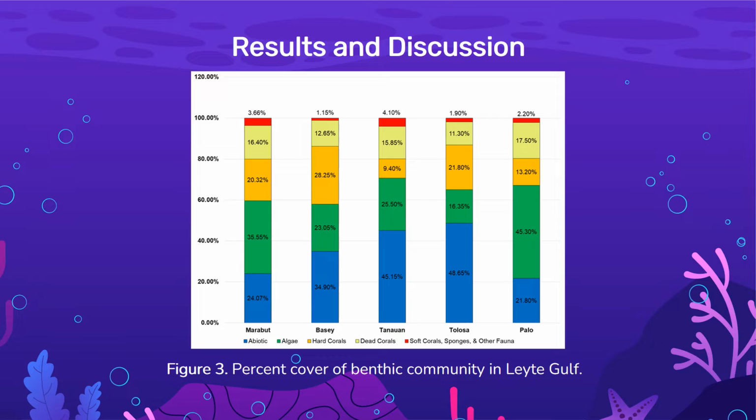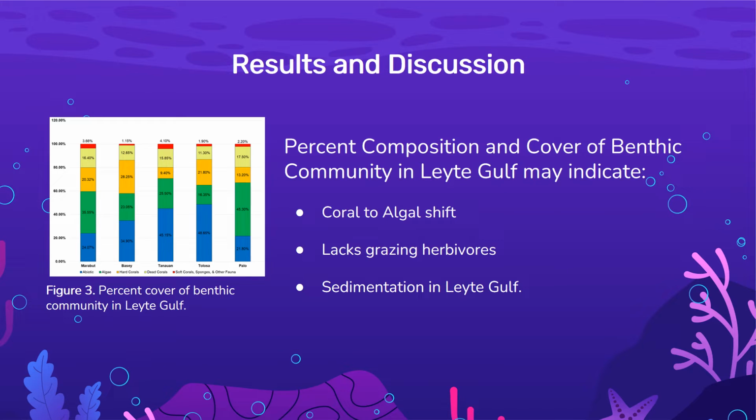The next figure shows that abiotic components primarily cover Basay, Tanawan, and Tolosa with 34.90%, 45.15%, and 48.65% respectively, whereas algae assemblages cover the majority of the area in Marabot and Palo with 35.55% and 45.30% respectively. A coral to algal shift was observed based on the benthic composition and cover of the Leyte Gulf.